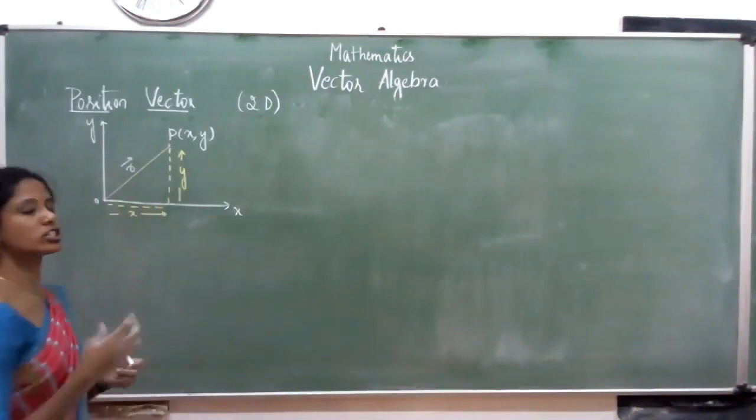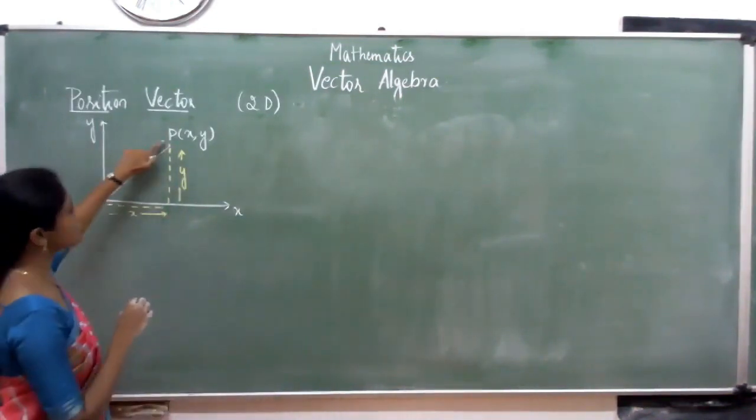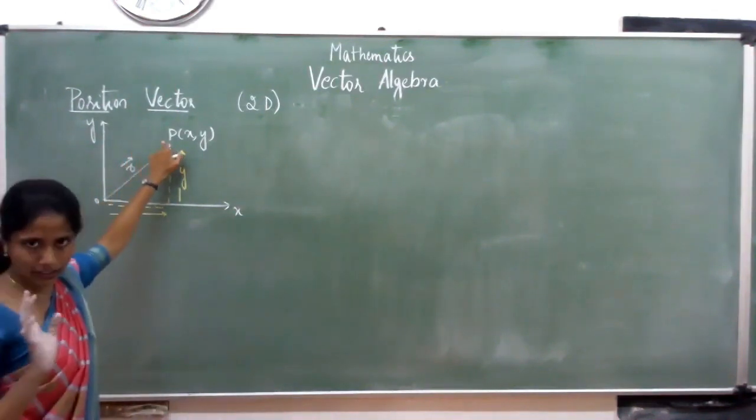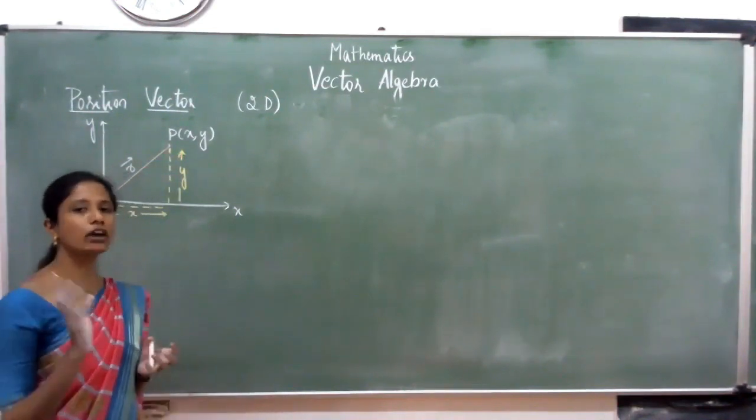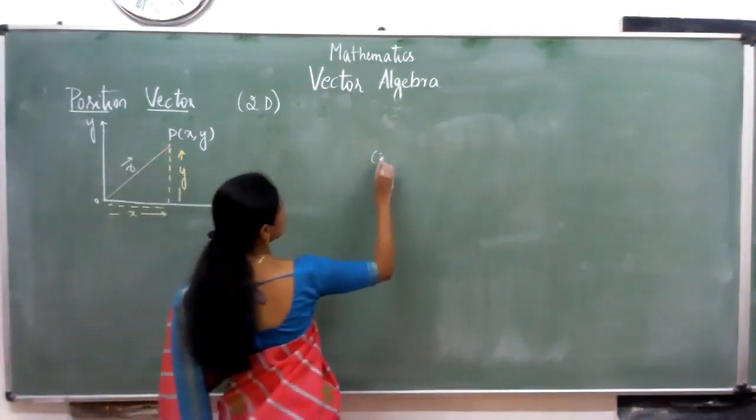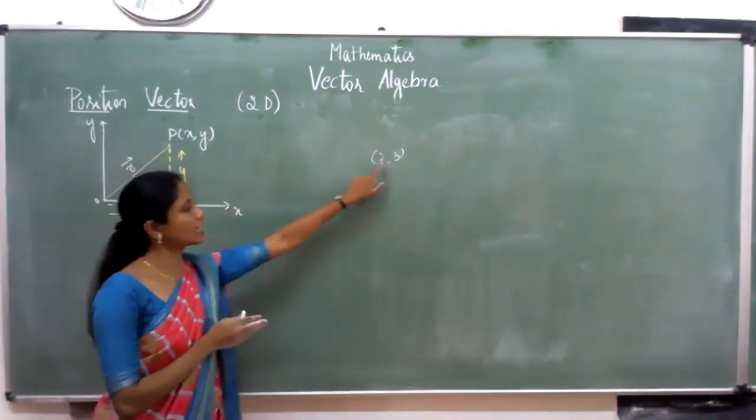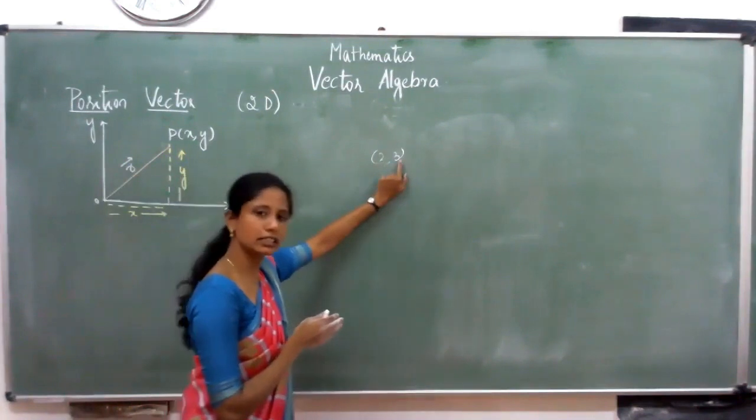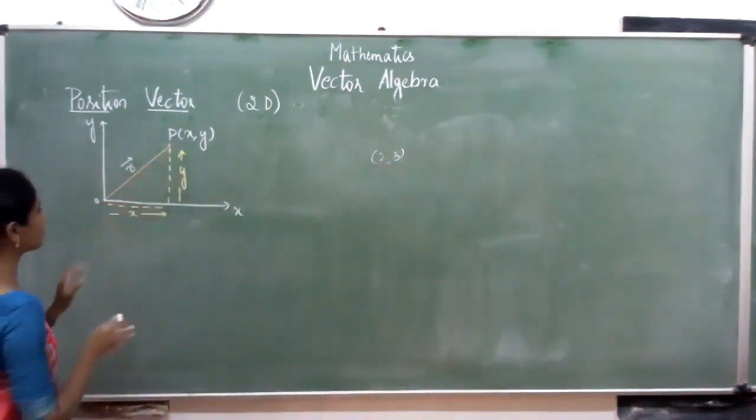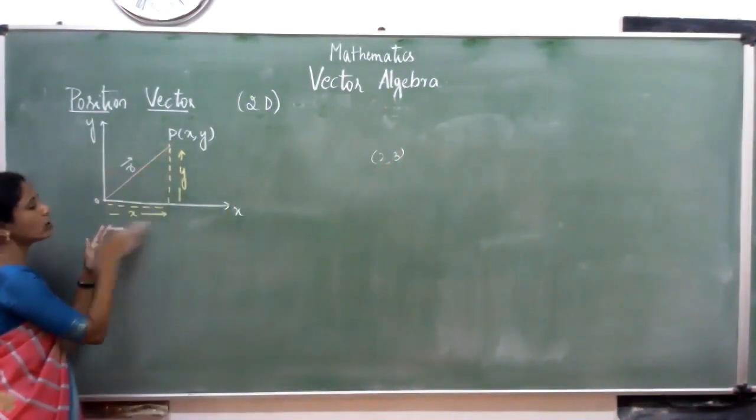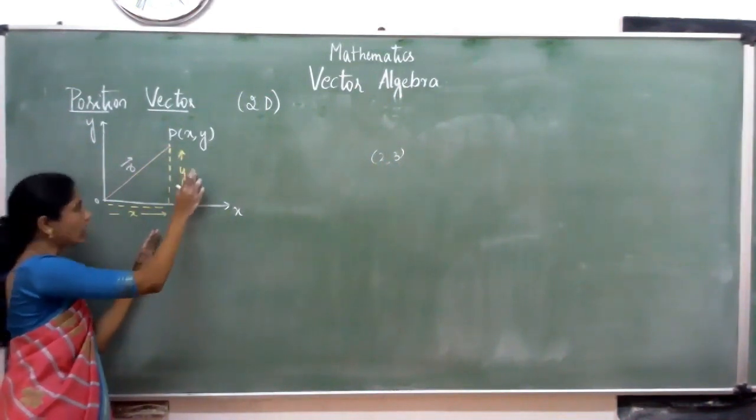Okay. What is this position vector? Position vector is nothing but representing the location of the point through vectors. We all know how to represent a point in a coordinate axis. If I say 2, 3, then we know that we are moving along x-axis by 2 units and then y-axis by 3 units. So here if I take P of x comma y, it means I am moving along x-axis by x units and along y-axis by y units.